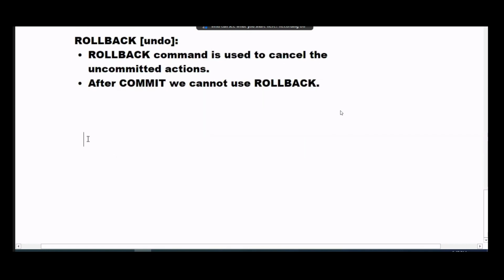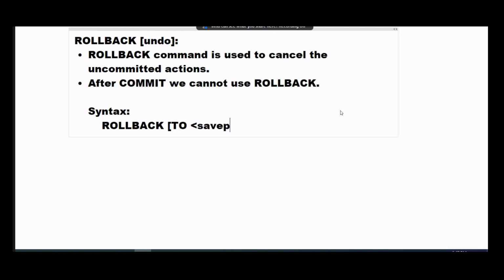So to use this rollback, the syntax is: rollback. Sometimes we may write "to savepoint name". Rollback to savepoint name. Writing "to savepoint name" is optional, not compulsory.